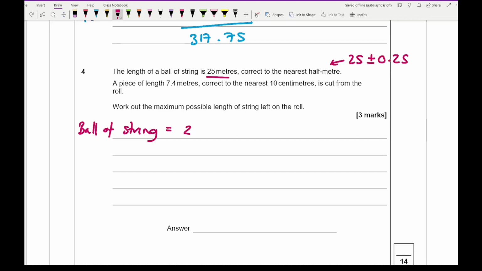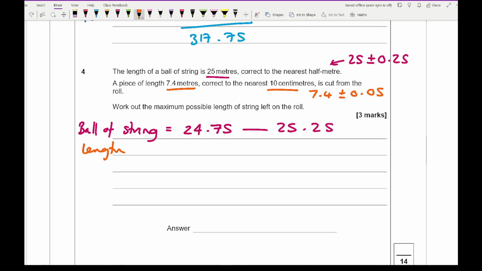So the smallest value is going to be 24.75, and the biggest value is going to be 25.25. Then if we look at the length, now the length is 7.4 to the nearest 10 centimeters, so it's going to be 7.4 plus or minus 0.05. So then the length upper and lower bound is going to be 7.35 and 7.45. Now if we want the maximum length left, we're going to be taking away the 2.